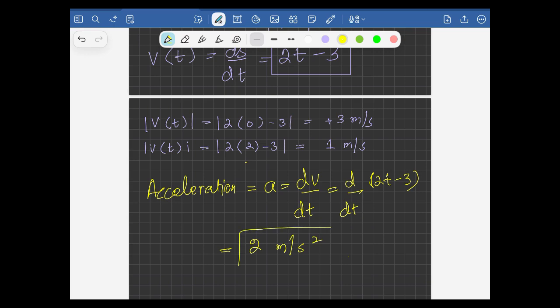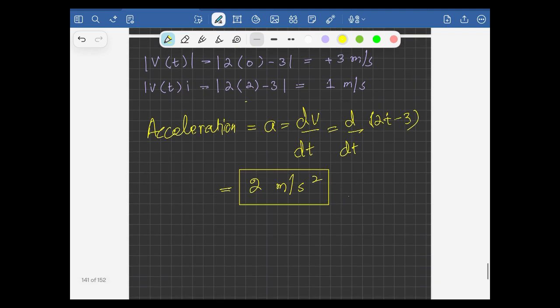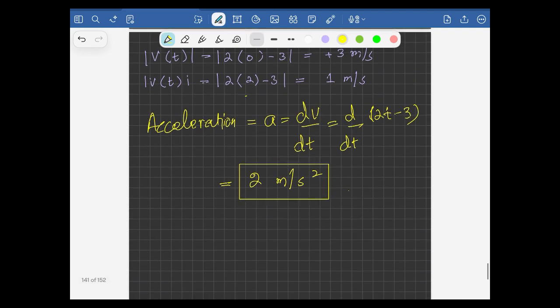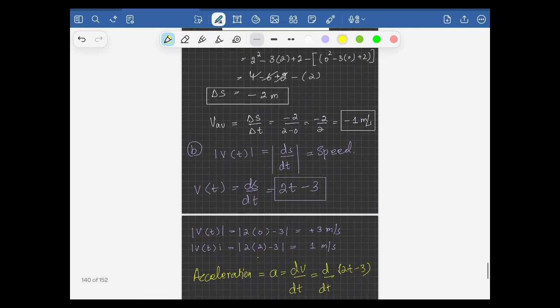Whenever we get a constant value for the acceleration, it means it's going to stay the same at the two endpoints. What does it mean? It means acceleration at endpoint 0 is equal to 2 meters per second squared because it doesn't change. It's constant. And the acceleration at endpoint 2 is the same as well. So this was the B part.